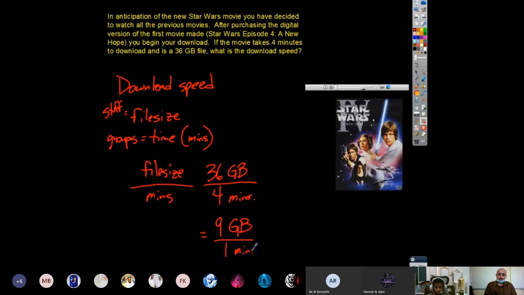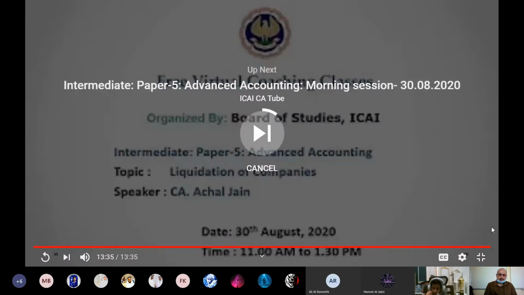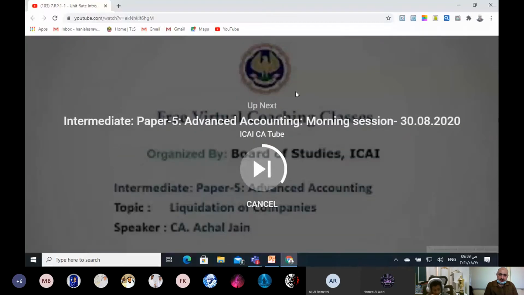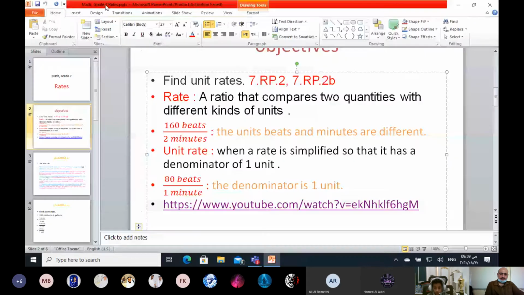Okay, and we'll talk about how we use these unit rates in order to determine other things in your life. You actually use them quite a bit. So we'll talk a little bit more about that when we see each other again. So this is the meaning of the rate and the unit rate.